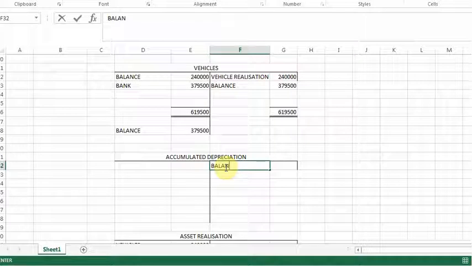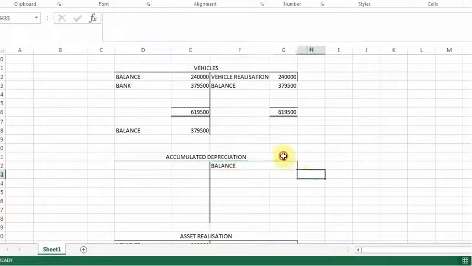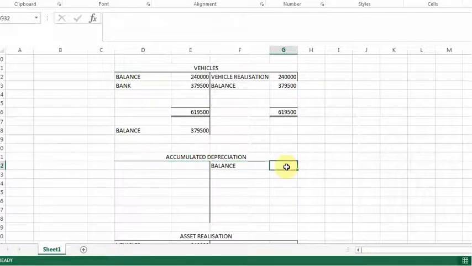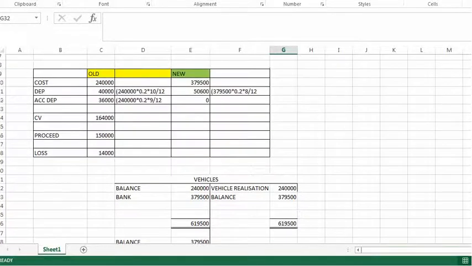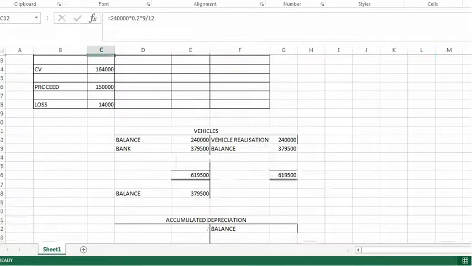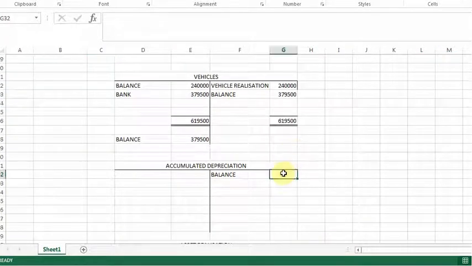Please remember, accumulated depreciation will increase on the credit side and decrease on the debit side, works like a liability. The balance will be only the vehicle's accumulated depreciation that we had at the beginning of the year. So the only accumulated depreciation we had was the 36,000 of the old vehicle. So I'm just going to type it there.